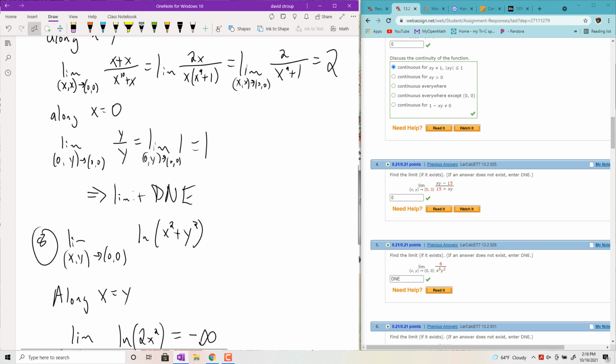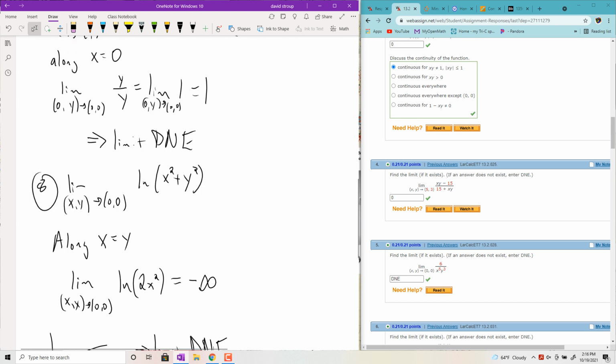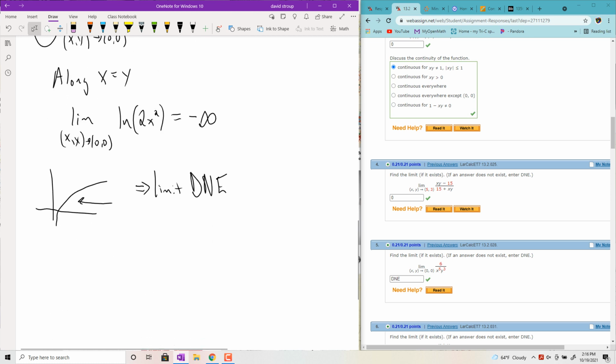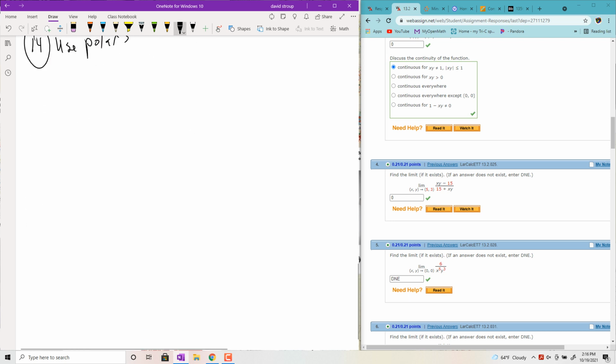But you need to show me those approaches on the test for you to get full credit. You can't just write the limit does not exist. I'm going to want to see some proof. Anyways, sometimes you could do a polar conversion, so use polar coordinates to find these things. I just want to remind you of doing that.